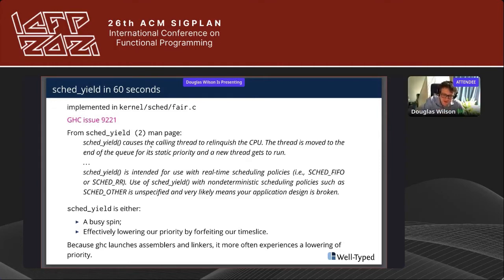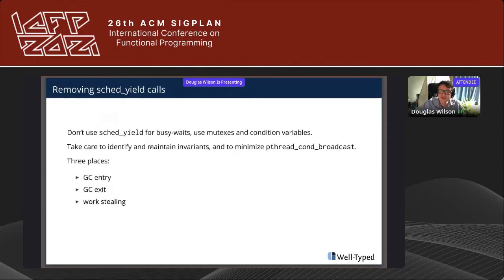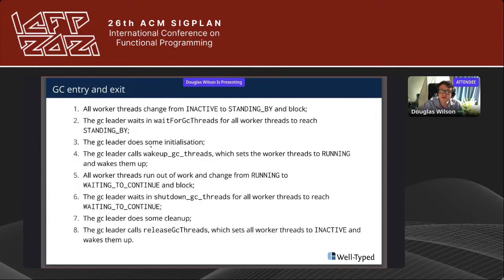Why do we use sched yield? Well, there are various synchronization points in the garbage collector. When we start a garbage collection, there's a synchronization point to make sure everyone's there. Then there's another synchronization point once the leader has finished doing its initialization. Then there's another when everyone's finished.